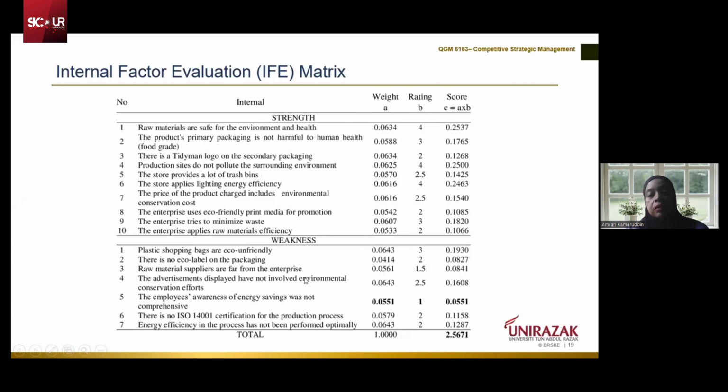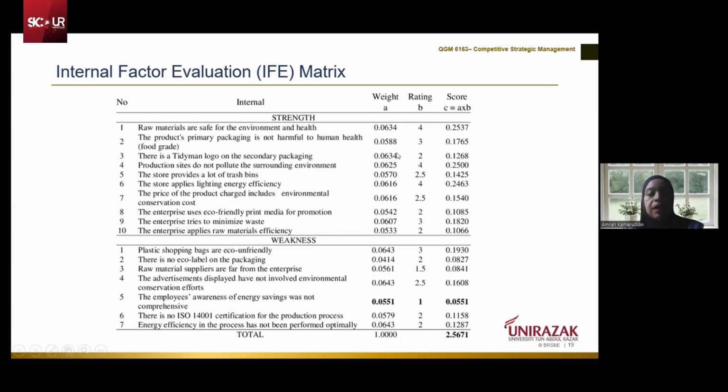So when you look at the weaknesses, you can see plastic shopping bags are eco-unfriendly. Yeah, so this is 3, and then 2.5. The advertisement displayed has not involved environmental conservation effort. So this actually is 12. So this, when you come out, has to be 1. Yeah, it has to be 1.